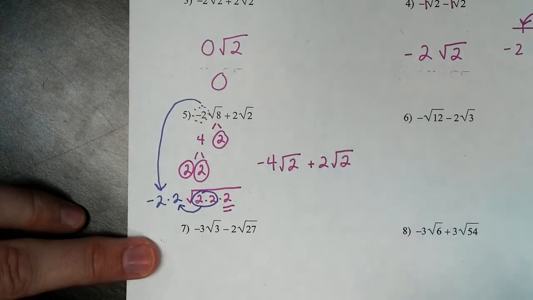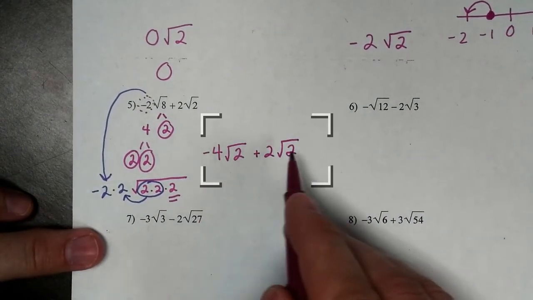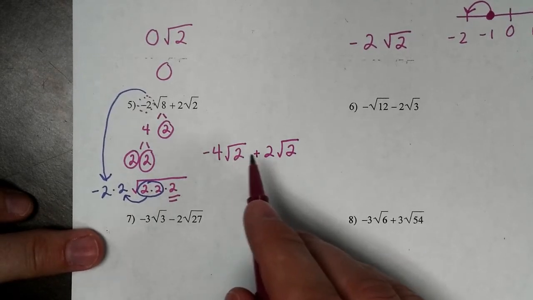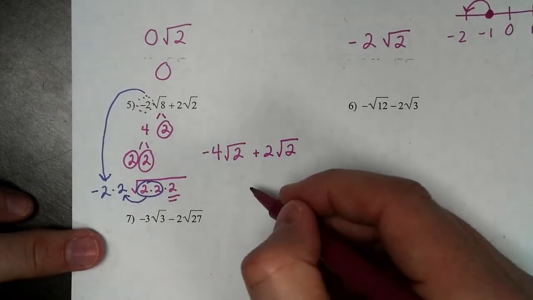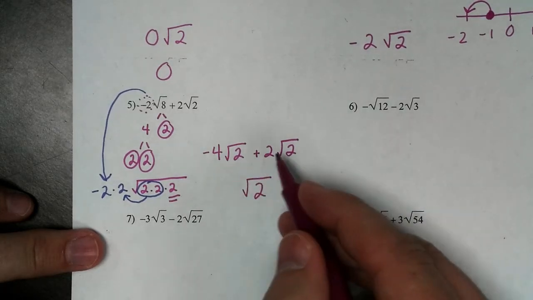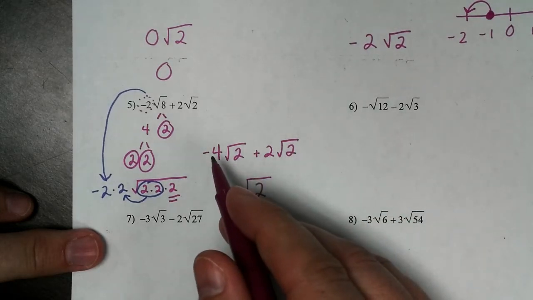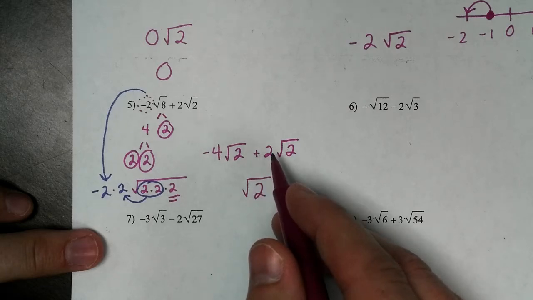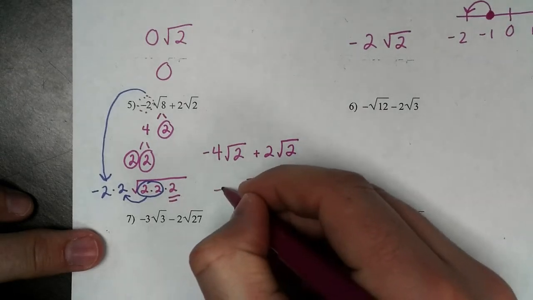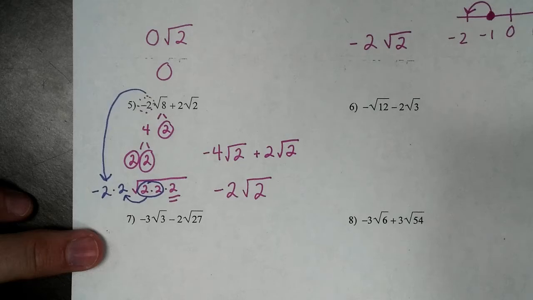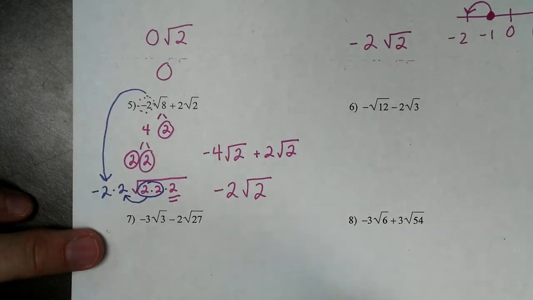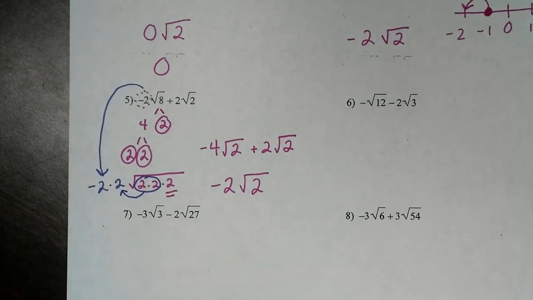Now, take a look at the problem. Are our radicals the same? And that would be yes. Radical 2, they are the same. So our final answer is going to have a radical 2, just based on they both have radicals. What's negative 4 plus 2? Well, negative 4 plus 2 equals negative 2. And that would be our final answer. Negative 2, radical 2. That is our final answer for that one.